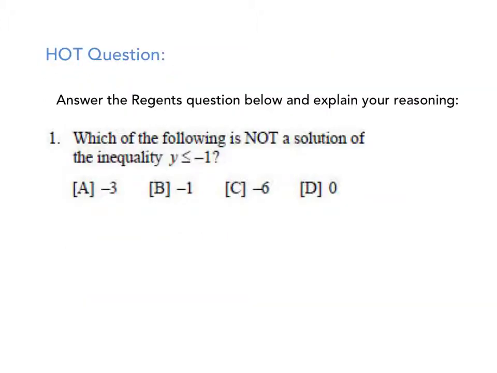So for your hot question, this is a regions question. I want you to put the letter of the answer that you're choosing in the hot question document and then explain your reasoning for choosing that answer. So which of the following is not a solution to the inequality y is less than or equal to -1? Which of the following is not a solution to that inequality shown?